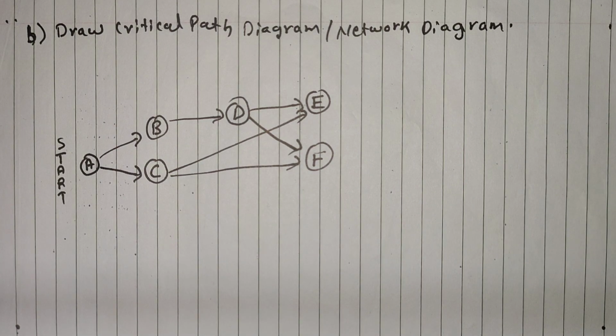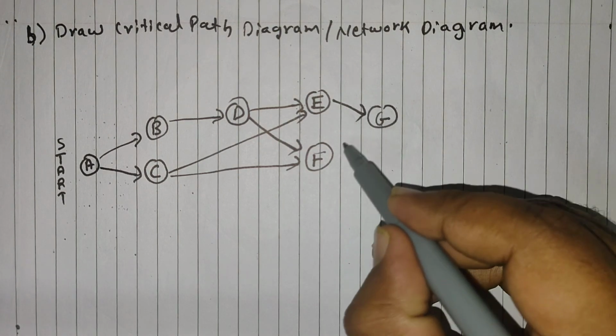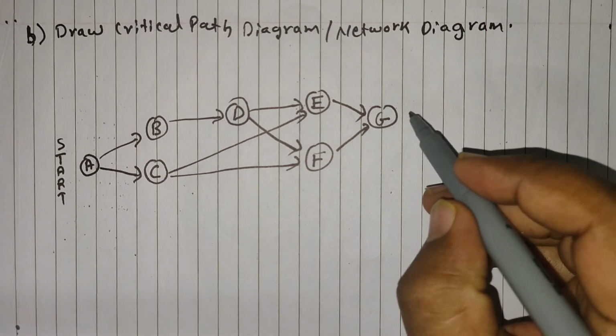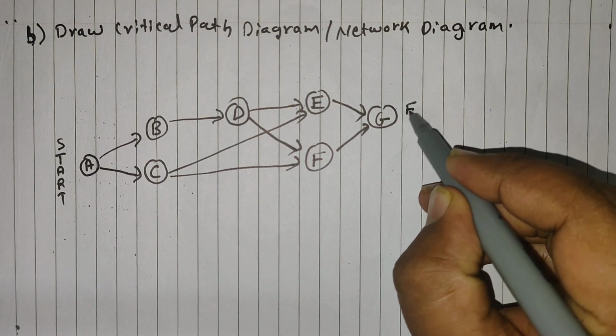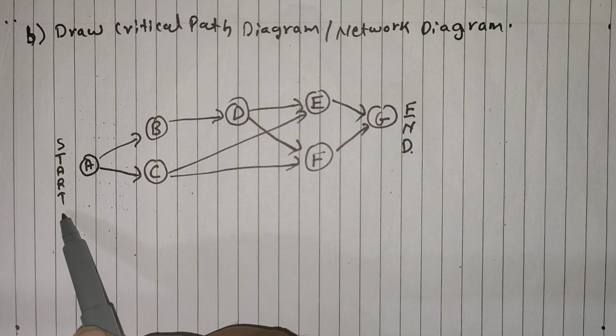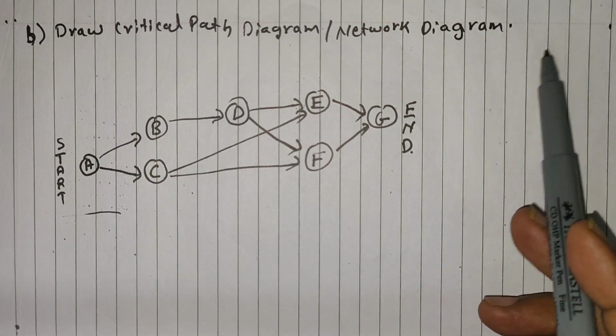Now let's go to the last one, that is activity G. For activity G, the immediate predecessor is E and F, which means activity G will start only after activity E and activity F are done. So G is our last activity. That means the end of our total activities. So at the end, you have to write end. This is how you draw a critical path diagram or network diagram.